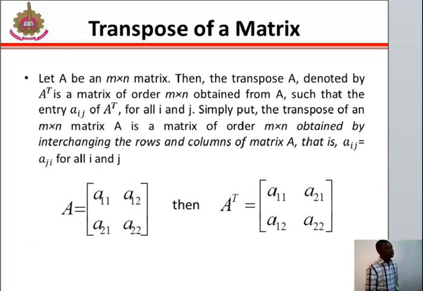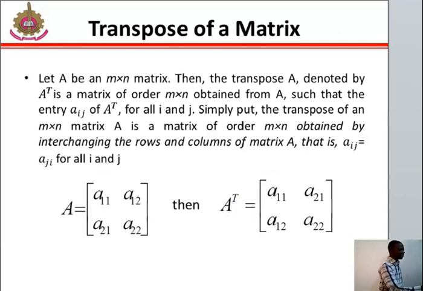Let's move on as we talk about the transpose of a matrix. If A is an m by n matrix, then the transpose of A, denoted by A superscript T, is a matrix of order n by m obtained from A, such that the entry a_ij of A superscript T equals a_ji for all i and j. Simply put, the transpose of an m by n matrix A is a matrix of order n by m obtained by interchanging the rows and columns of matrix A. That is, a_ij is equal to a_ji for all i and j.